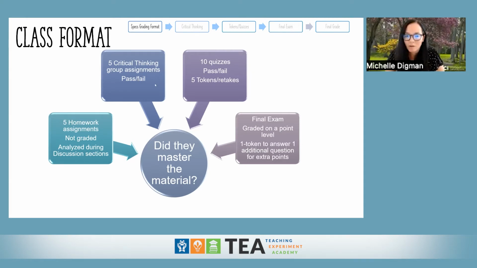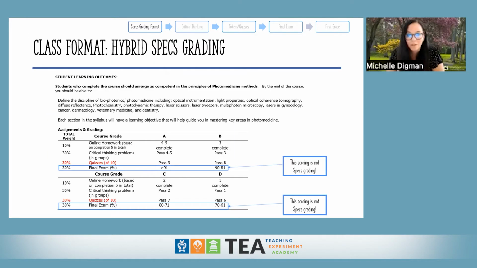I'm going to show you how I did this. And then I also assigned 10 quizzes, which were also pass and fail, and 5 tokens, 4 retakes for the quizzes. And then they had a final exam that was graded on a point level, not specs grading. So my format was more of a hybrid format. And they did have a token to answer one additional question that gave them a given number of points for their total exam score.